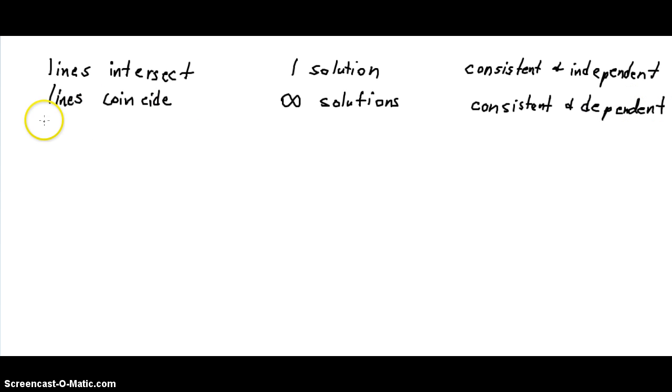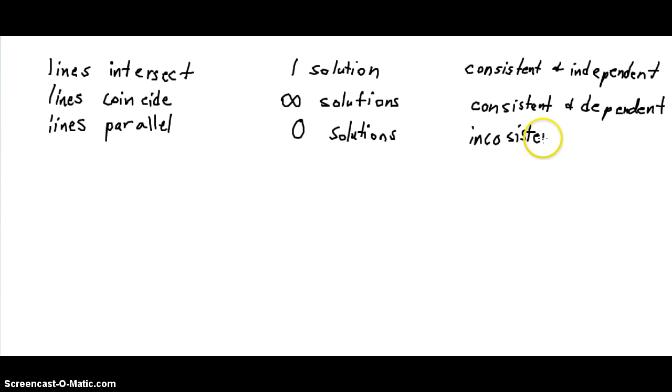Finally, the third possibility is if your lines are parallel. They never cross, so they have zero solutions, no solutions. This means that they are inconsistent because they don't cross. Again, just math lingo to go along with the three types of possibilities we can have.